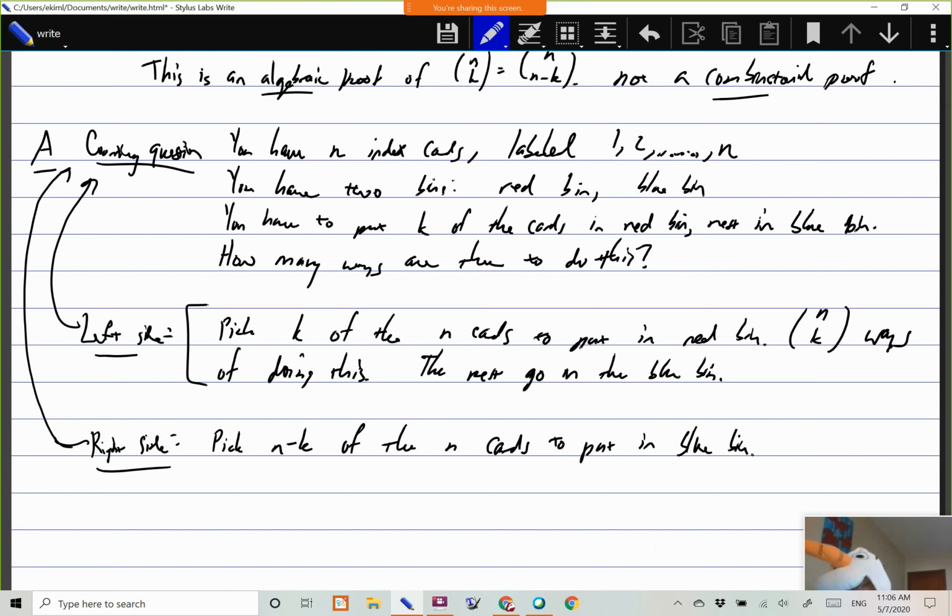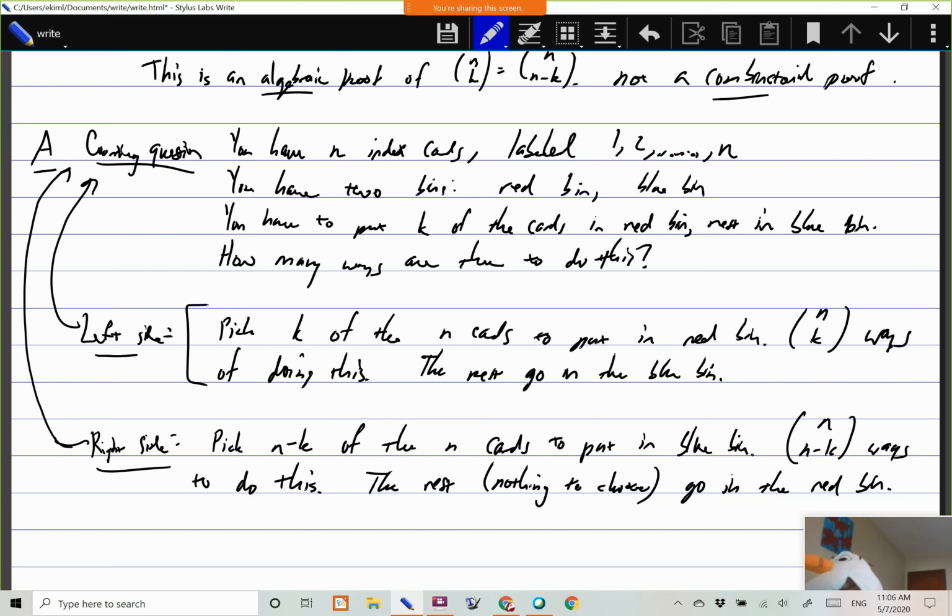And then for the rest, there's no choices left. Nothing to choose anymore. It's automatic. The rest of the cards, the unchosen cards, go in the red bin. And if you just do the arithmetic, k of the cards end up in the red bin, as should have occurred. Okay, there we go. We're done. Box. That's the combinatorial proof here.